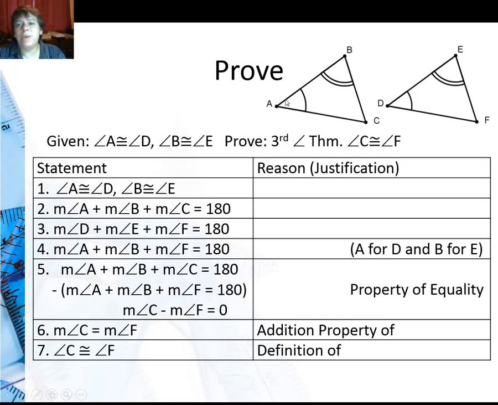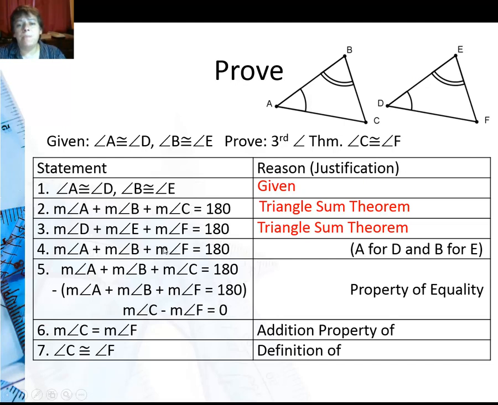Given that A is congruent to D and B is congruent to E, I can prove that C has to be congruent to F. So first of all, my favorite reason, given. Then I can write down the sum of angles here using the triangle sum theorem, and I'm going to do it again for the sum of angles in the second triangle.